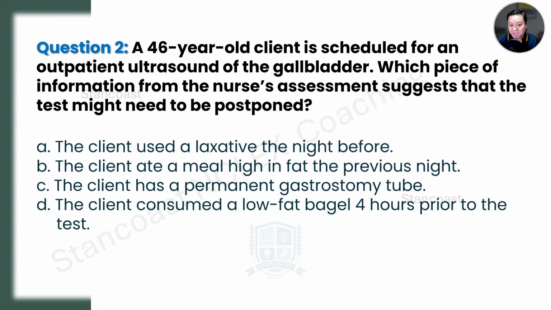So your patient is scheduled to have the ultrasound of the gallbladder. So which piece of information stated in the options may be the reason that this test may be postponed? Okay. So the correct answer here is letter D.